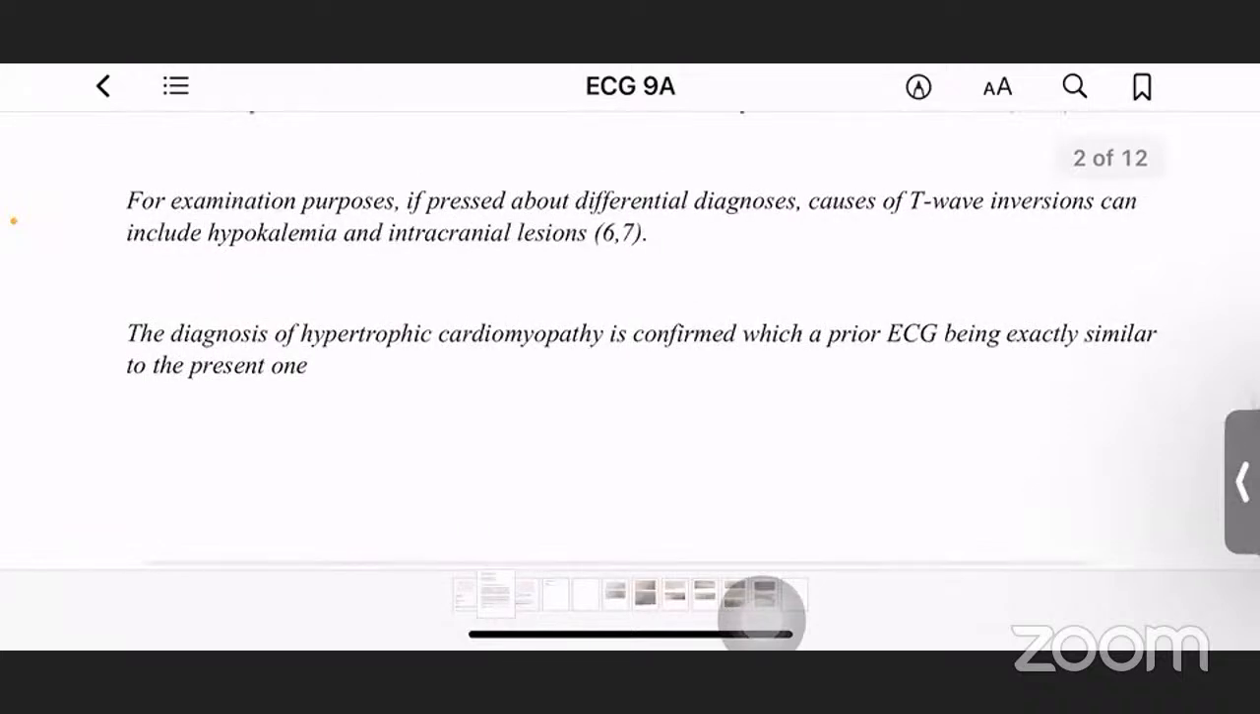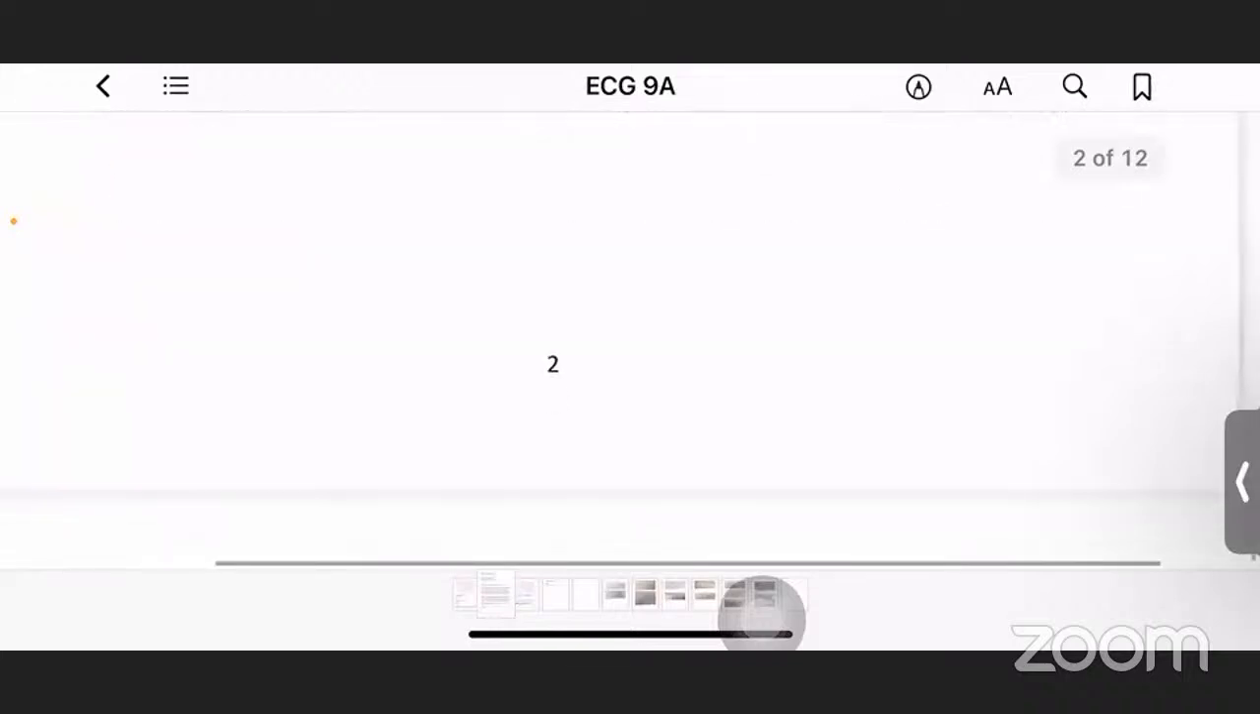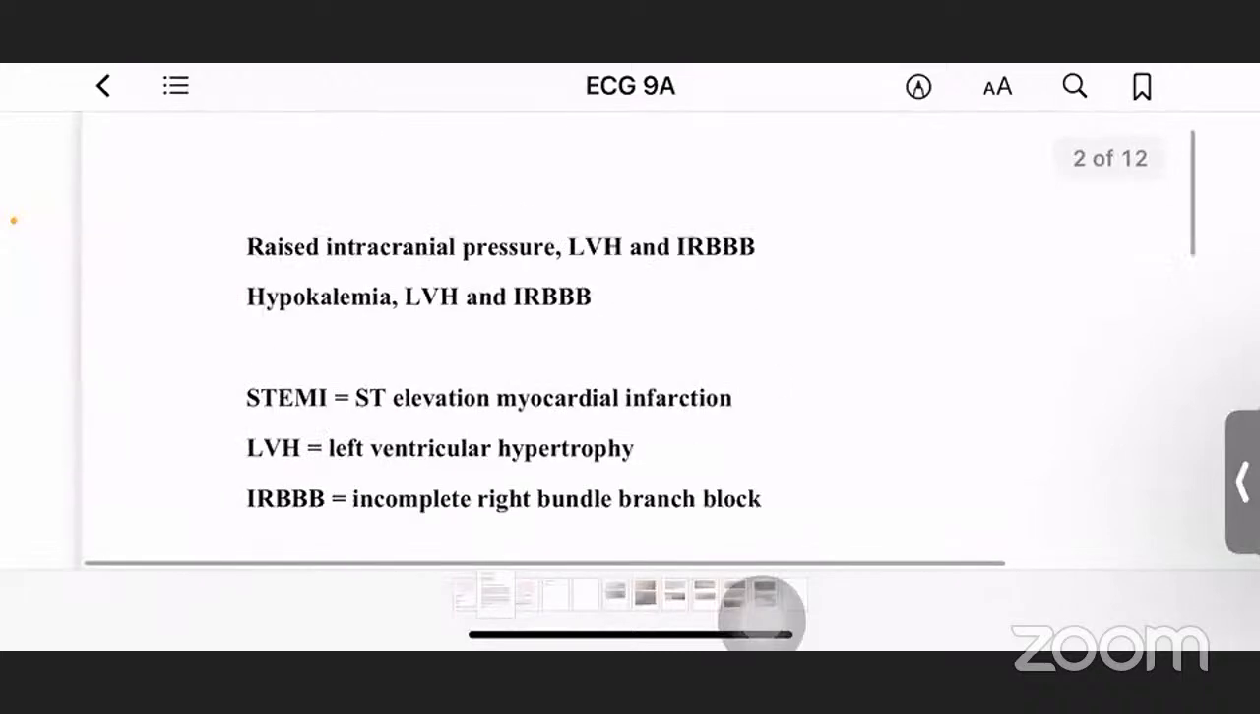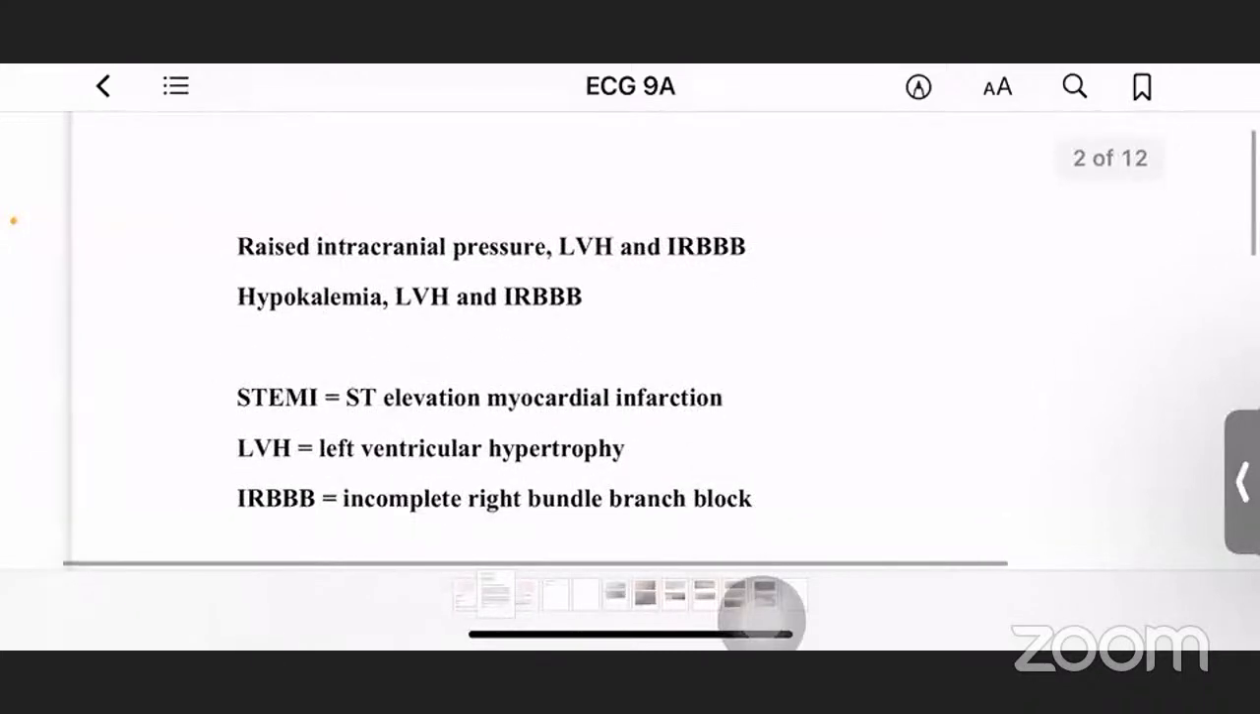So for examination purposes, if pressed about differential diagnosis, causes of T wave inversion can include hypokalemia and intracranial lesion, and the diagnosis of hypertrophic cardiomyopathy is confirmed with a prior ECG being exactly similar to the present one. So this case is actually hypertrophic cardiomyopathy, and because of the hypertrophy, there is also ischemia. It's interesting, but it's not the MI.